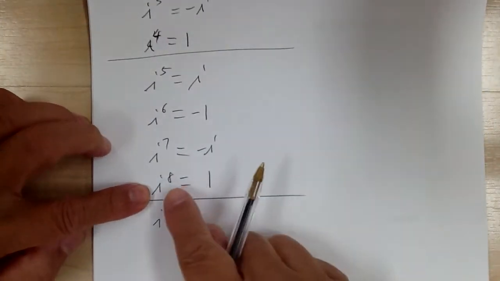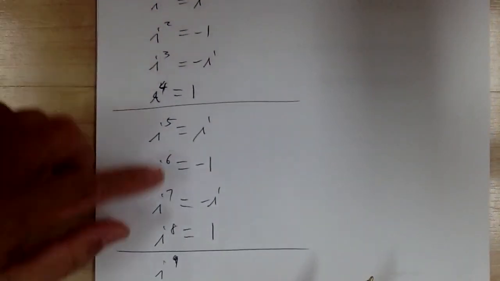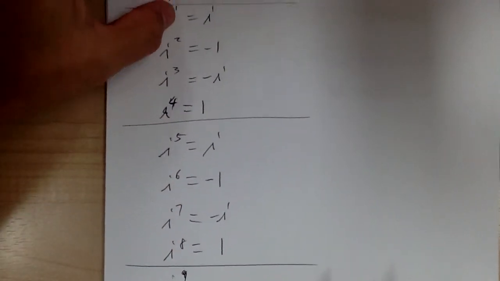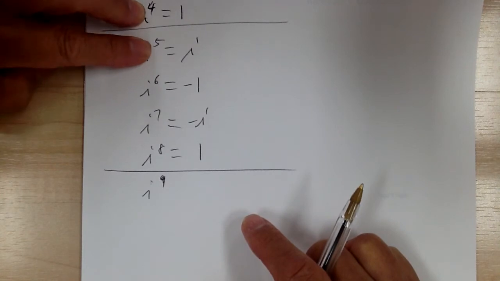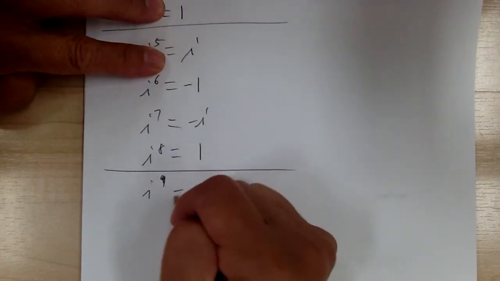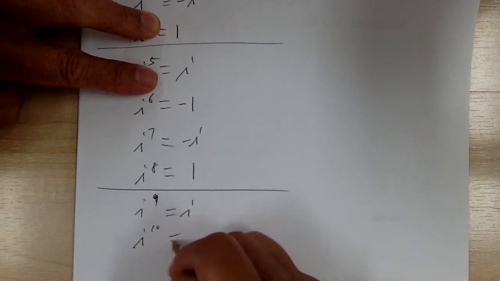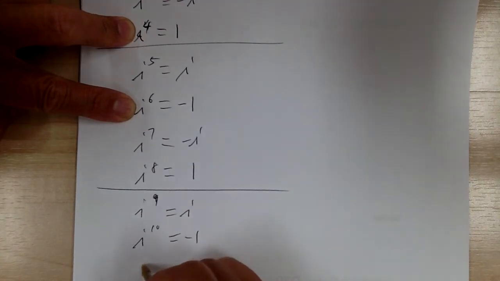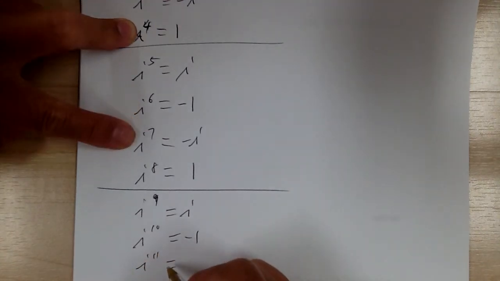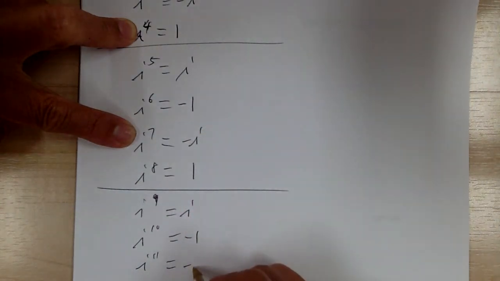Okay, so i to the 9 would be i to the 8 times i to the 1, so you multiply by that. Or you can even do this too: 4 and 5 is 9, so multiplying these two gives you i. i to the 10 equals these two times together, so it'd be negative 1. i to the 11 is i to the 4 times i to the 7, so it gives you negative i.